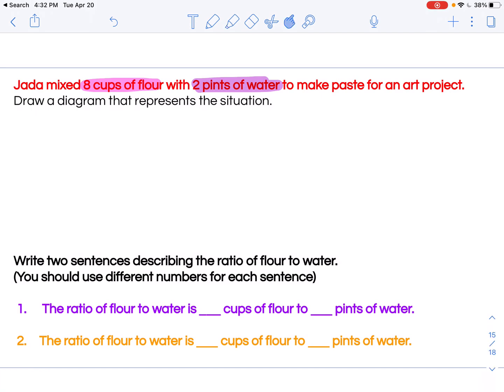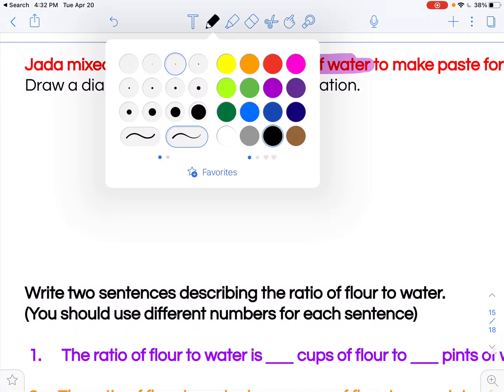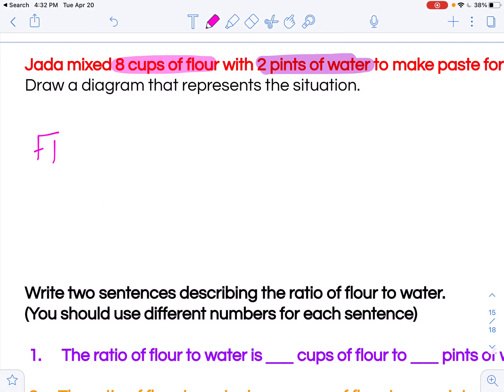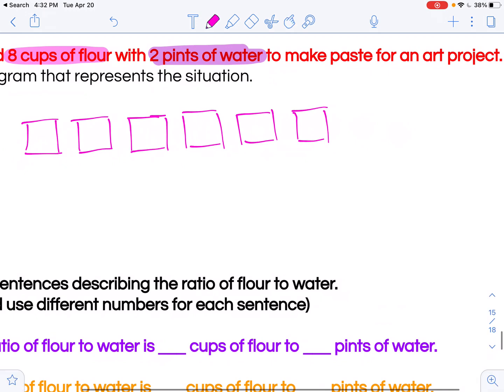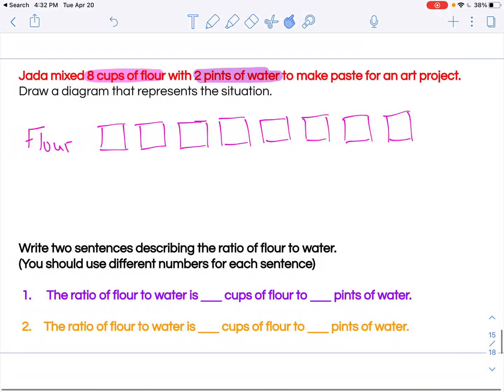Okay, so I'm going to draw the flour first. I'm going to write flour. She had 8 cups, so I'm going to draw 8. 1, 2, 3, 4, 5, 6, 7, 8. All right, so that's her flour.